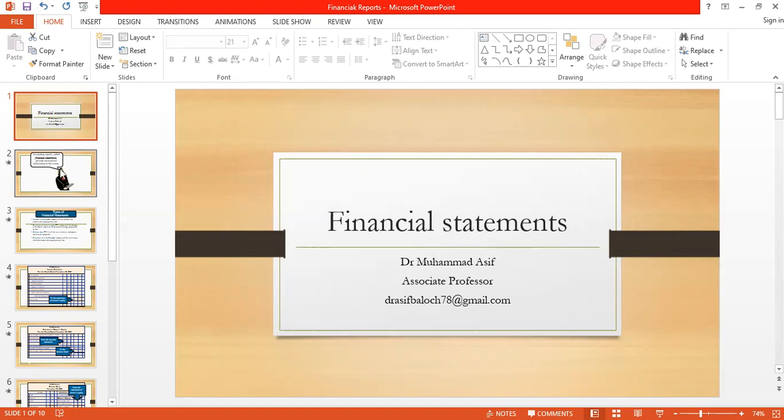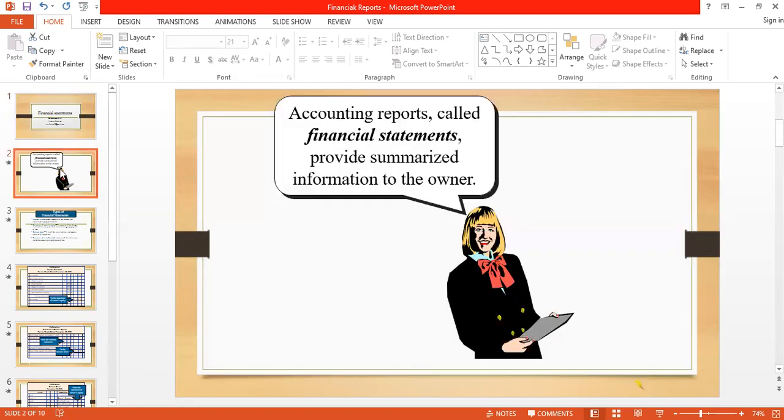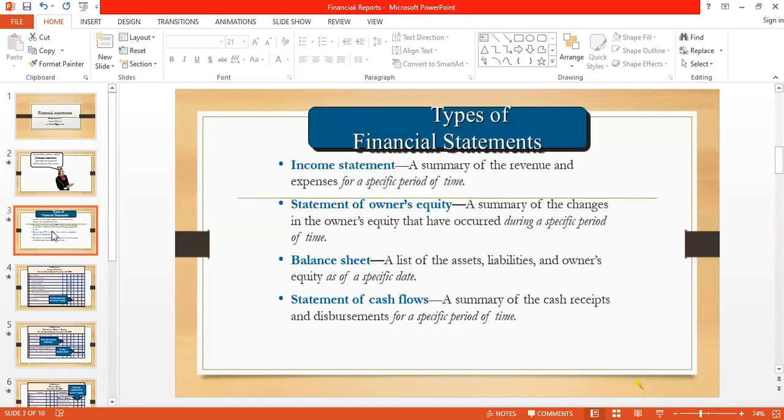Today's lecture is about financial statements and their types: what financial statements are, what the different types are, and how they are prepared. Financial statements are also called financial reports. They provide summarized information to the owners. There are four major financial statements: the income statement, the statement of owner's equity, the balance sheet, and the fourth one, the statement of cash flows. We will discuss them one by one.